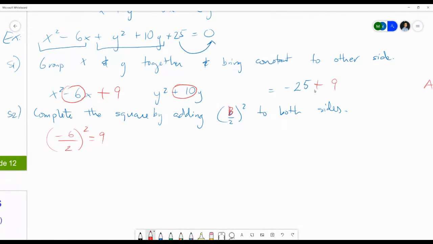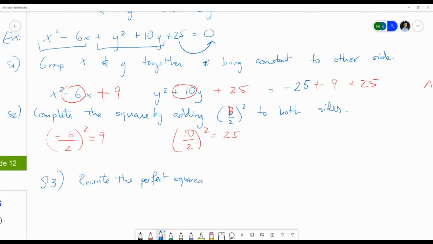All right, so now I'm going to do the same thing for the b value for y. So here's the b value for y, 10 over 2 squared. 10 over 2 is 5, 5 squared is 25. So I'm going to add 25 to both sides. Now, step 3. We write a perfect square trinomial and simplify.